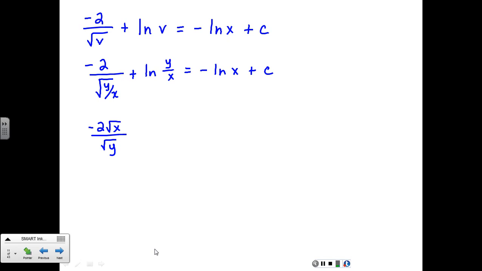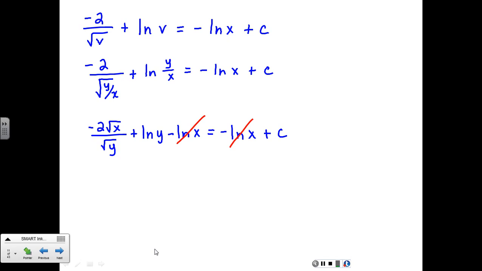How can I bust up ln of y over x? How can we break that up? Do you remember that rule? You have a quotient, you can separate it by subtraction. I wouldn't have done that except for this step right here. Who sees something I can do algebraically? Those are gone.